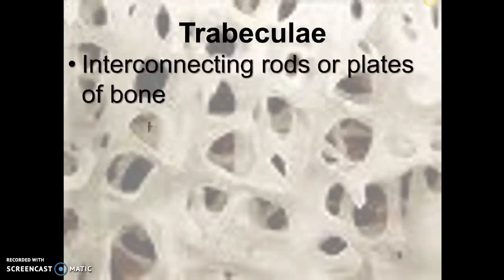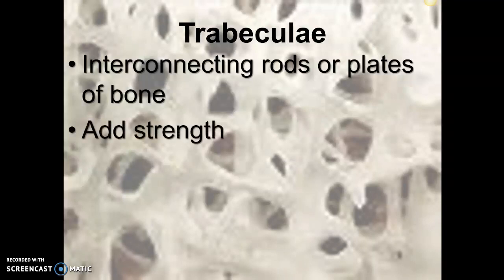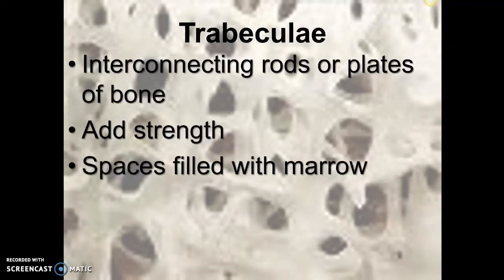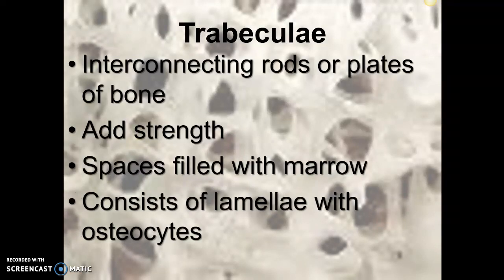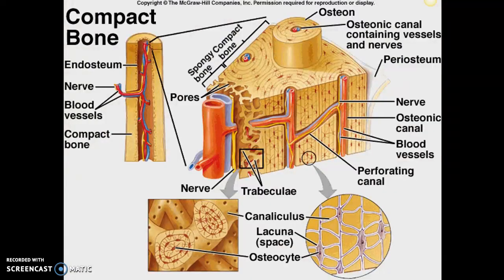Interconnecting rods or plates of bones. They provide extra strength because they're hollow. If you take physics, you understand tensile strength and how hollow round shapes are stronger than a solid round shape. The spaces are filled with marrow, mainly red marrow, which produces the blood. They consist of lamellae, which are just the sheets put on, and the osteocytes trapped inside their lacuna.